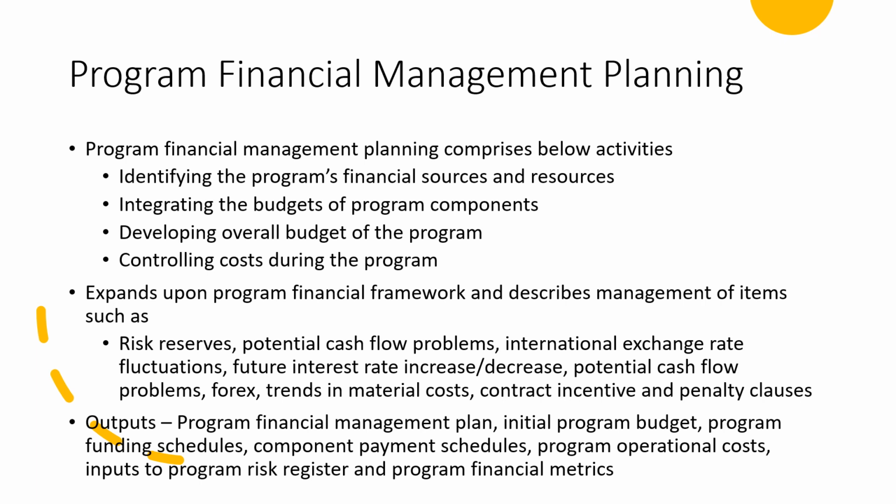The output of this exercise is the program financial management plan itself, and then the initial program budget, because you're going to have component budgets and the overall program budget. Then program funding schedules, component payment schedules, program operational cost, inputs to the program risk register, and program financial metrics. So these are the outputs of financial management planning.